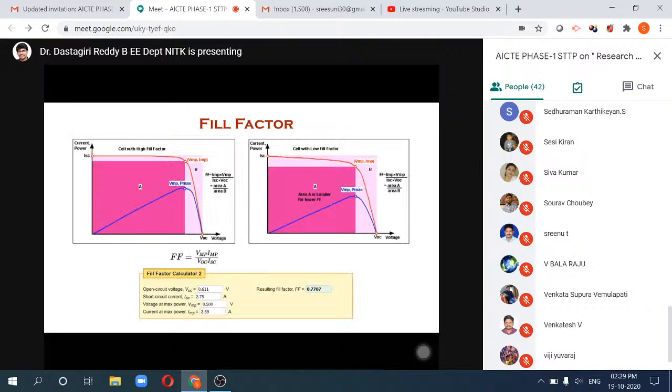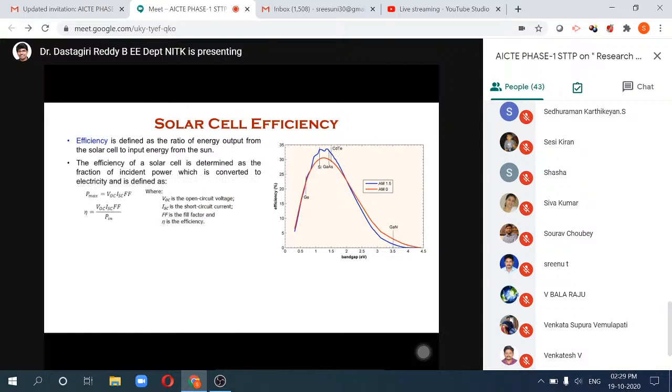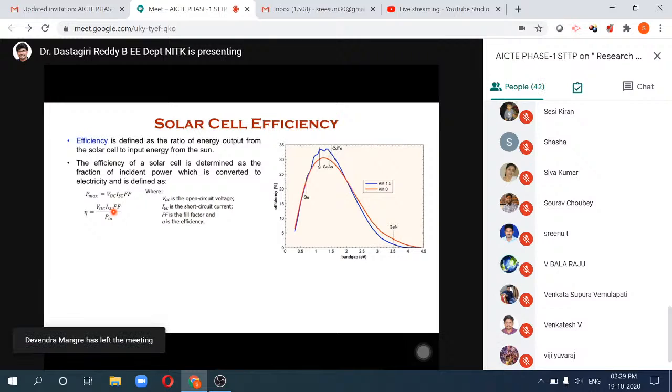Fine. Now we'll see about solar efficiency. We talked about many things, and everything is considered for the efficiency. If you see the efficiency of a PV panel, fill factor is one of the considerations. It is directly proportional to your efficiency. Efficiency is open circuit voltage, short circuit current, and fill factor divided by P in. What is P in? It is the input energy that you are getting through light.